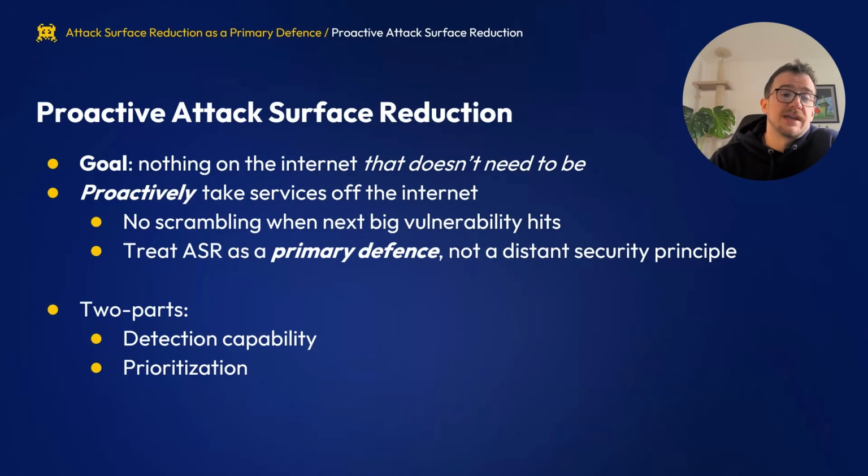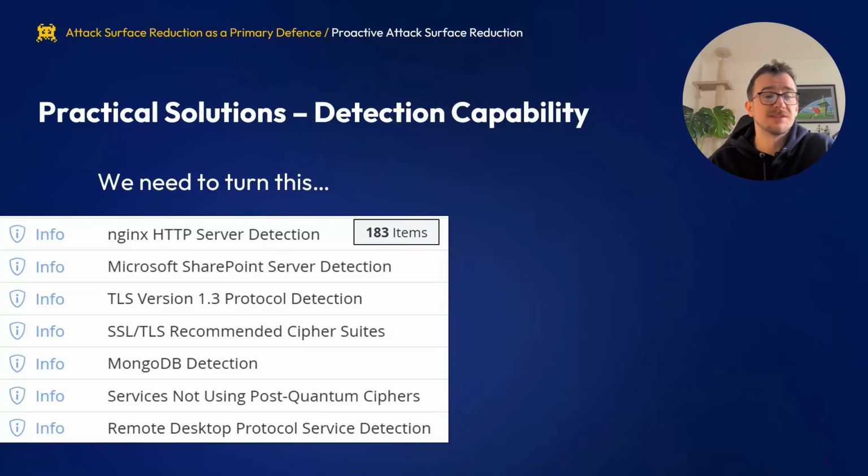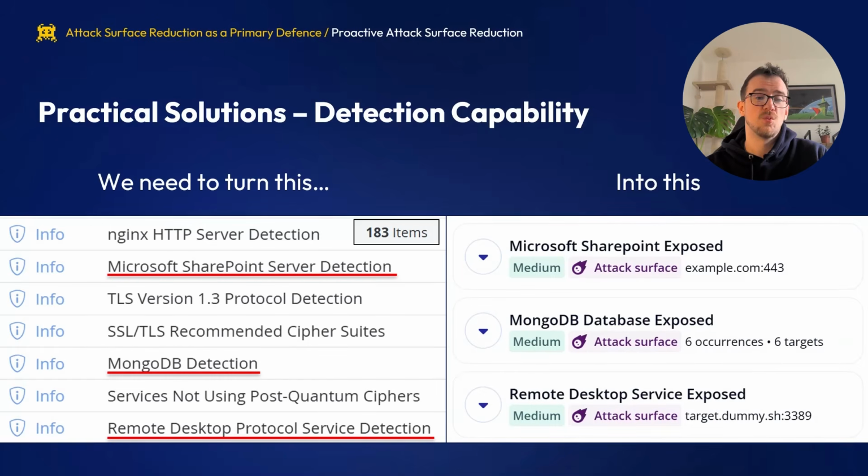And in this way, we're going to treat attack surface reduction as a primary defense and not just a distant security principle, which we know about, but we actually don't do anything about. There are two parts to this. The first part is detection capability, and the second part is making sure that we actually prioritize doing those fixes. So detection capability, we need to turn this on the left, again, a list of informationals, and we need to turn it into this. So we need some kind of process that pulls out, underscores or red lines those informationals that we actually treat as a bigger risk than that and turns them into an issue with an actual risk.